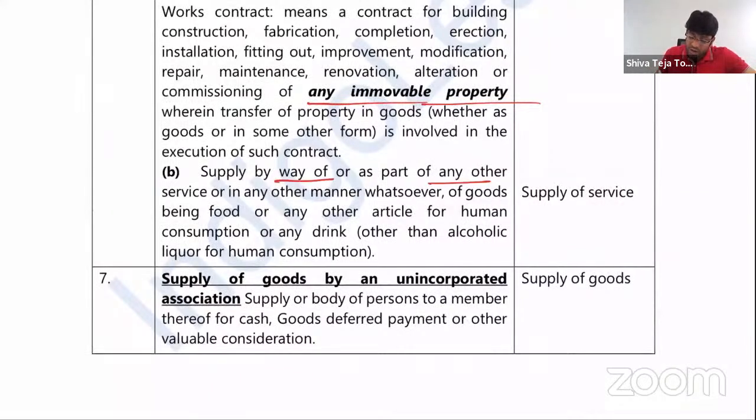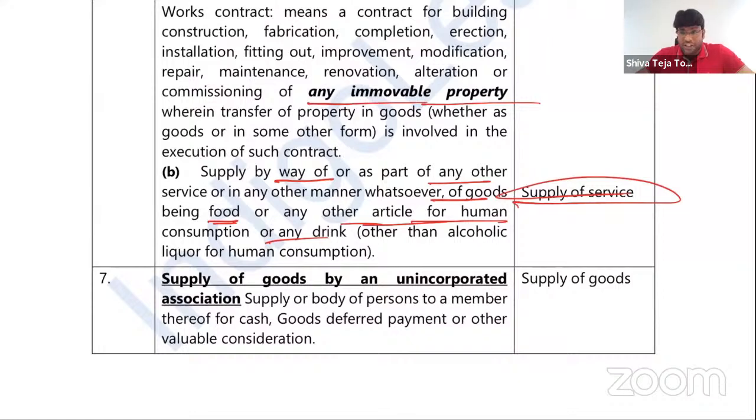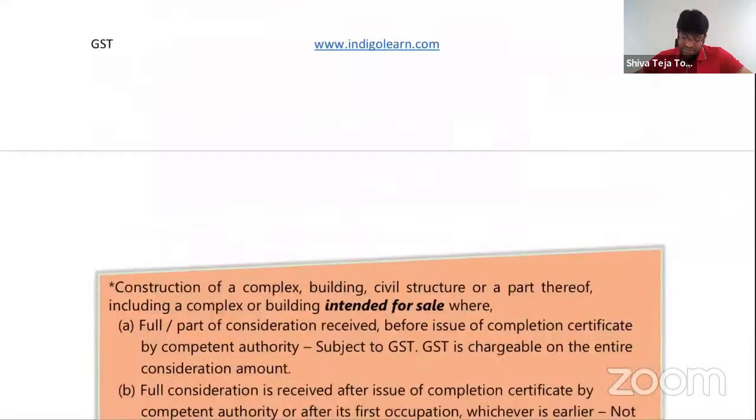Supply by way of food, being food or any article for human consumption. Classic example, restaurant service. Restaurant activity is deemed to be service. Prior to GST law, they held that in a restaurant there is supply of goods and also supply of service. That is where both VAT and GST were being levied in case of restaurant service, my dear friends. But under GST law, they clearly clarified that restaurant activity is deemed to be service. Making sense? Brilliant. Next.